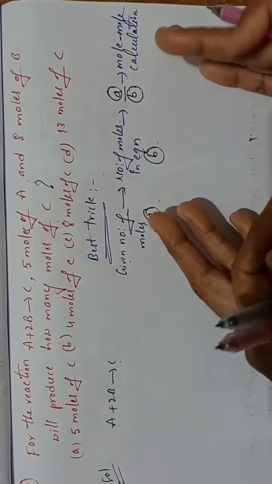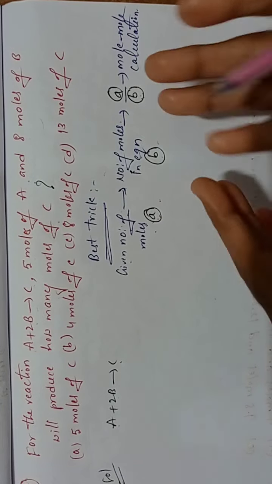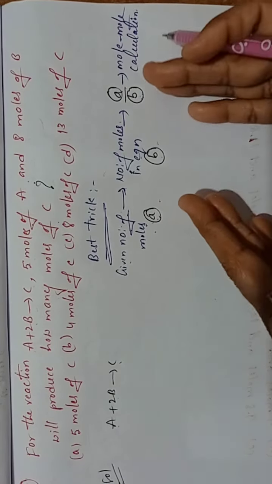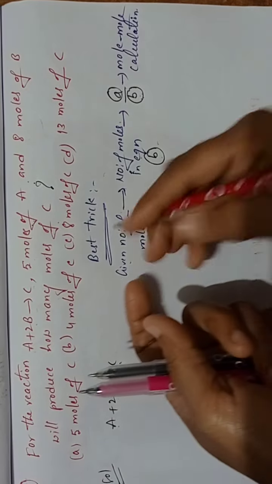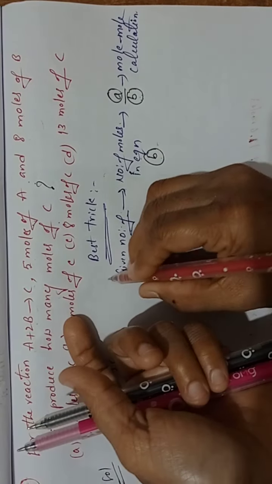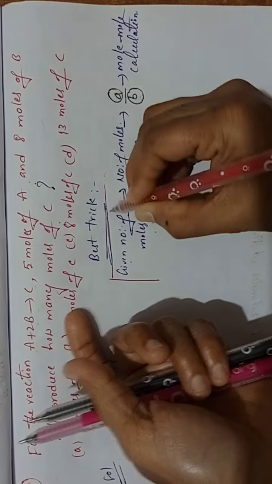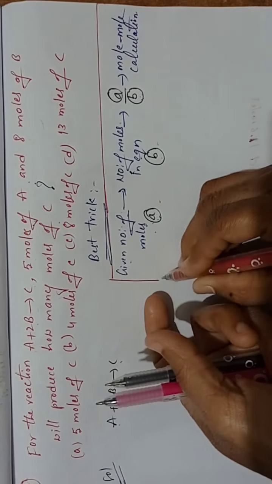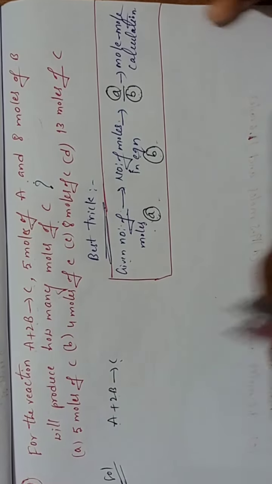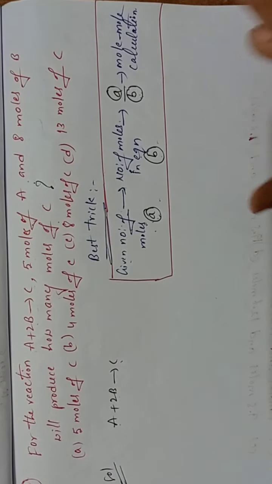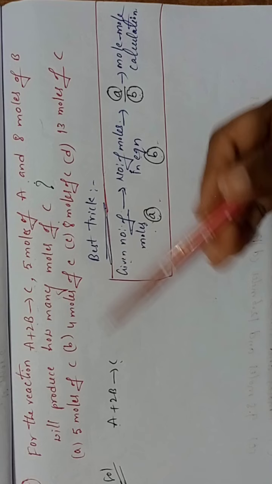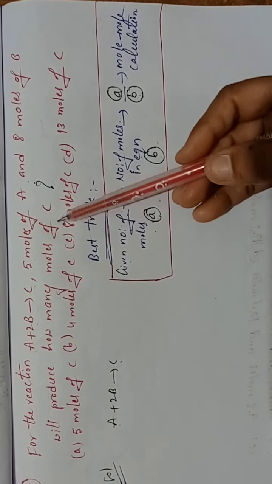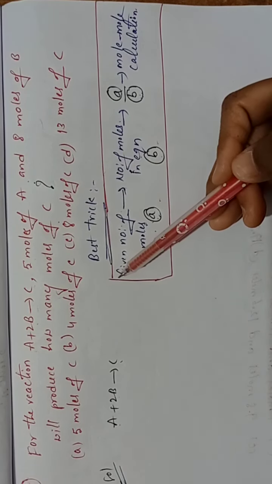If you practice and remember this trick, you can easily solve this type of problem, students. This is a very important trick to find the excess reagent and the limiting reagent, and then the mole calculations. Clear? So here A reactant number of moles given, B reactant number of moles given, we have to find the number of moles of C.